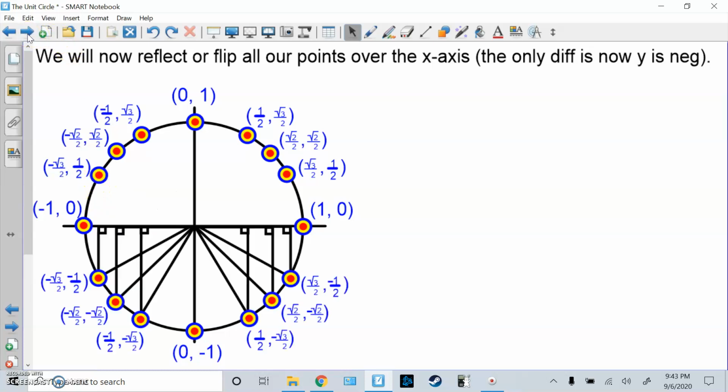Then we flip all these points downwards. So now we change the y. So this goes down to make both x, y negative. This goes down to make y negative. This goes down to make y negative. This goes down to make the y negative. This is still right, so x is still positive on this side.